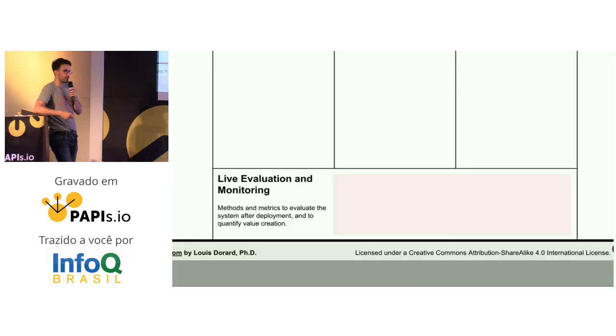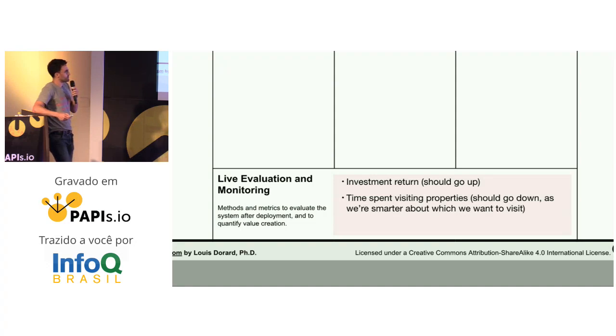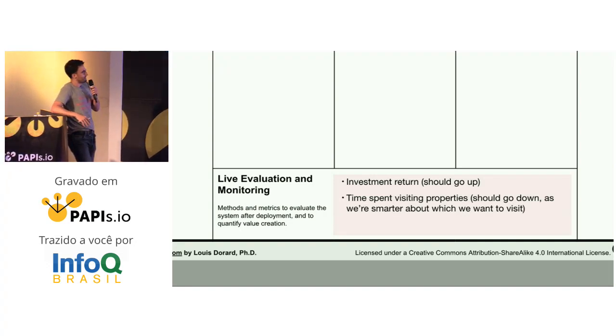How do we make sure that this whole idea will work well? Well, first things first, if you want to improve investment decisions, your investment return should go up. You would also think that by prioritizing the list of properties to visit, you would decrease the time spent visiting properties, because you're not going to waste time visiting properties that are not good deals, right? And you could also just look at the accuracy of your predictions, right?